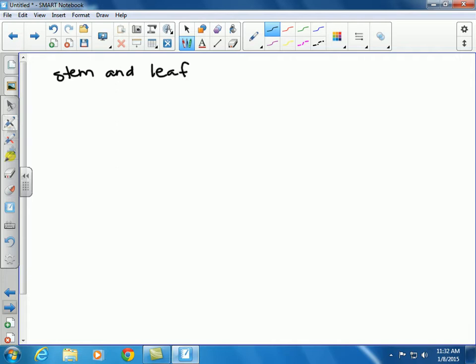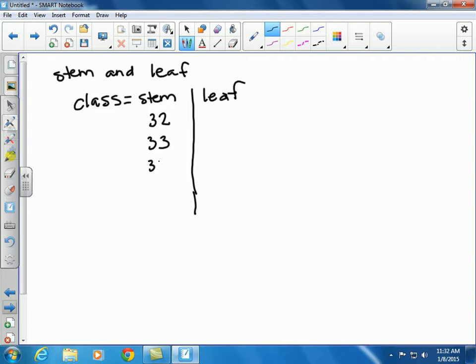Okay, so that stem and leaf plot, you typically break it into a class, or what we call the stem, and then we break it into a leaf. And it's just another way to organize your data so that you can see things. Okay, now here's the deal. I'm going to do the tens and ones as my stem. So 32, 33, 34, 35, and 36.